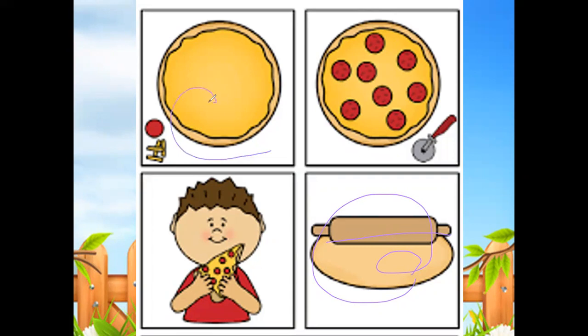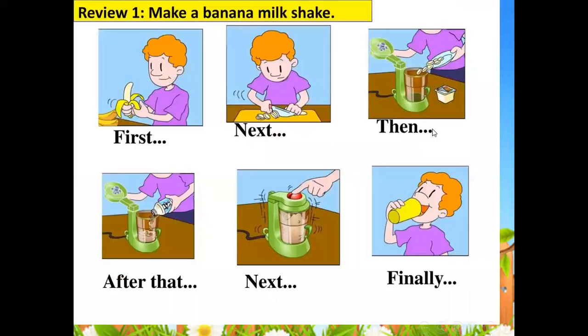Next, we're going to put the sauce and cheese. Then we're going to put the pepperoni, maybe the tomatoes, if you want to put, for example, olives, mushroom, or whatever you want. Last, we're going to put it in the oven. We'll bake it and eat it. So these are the sequences.